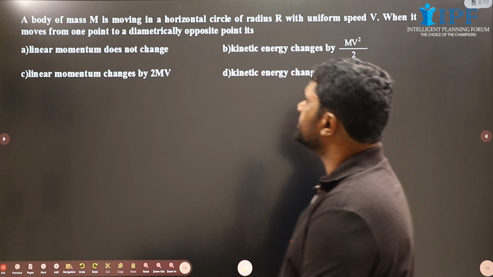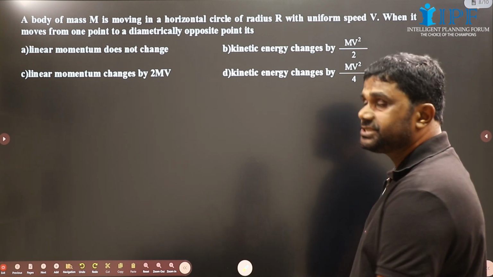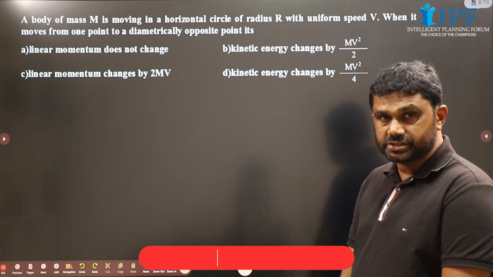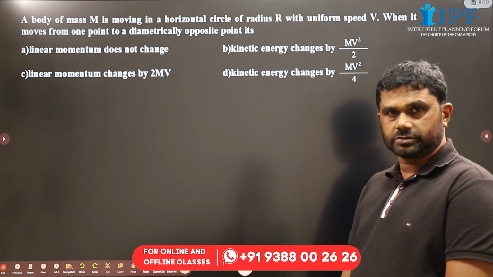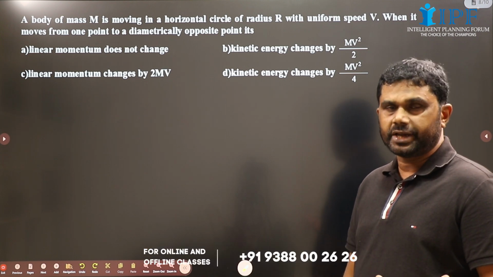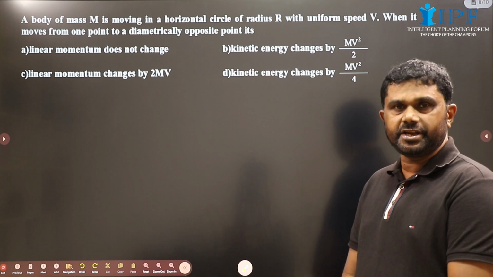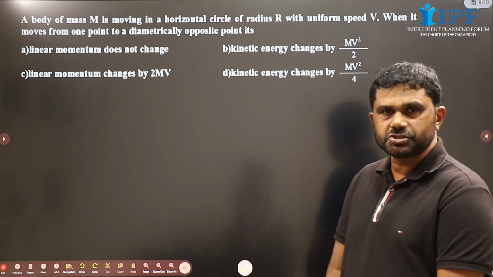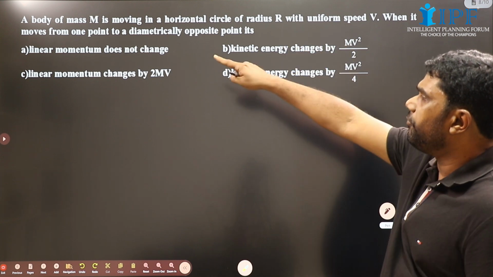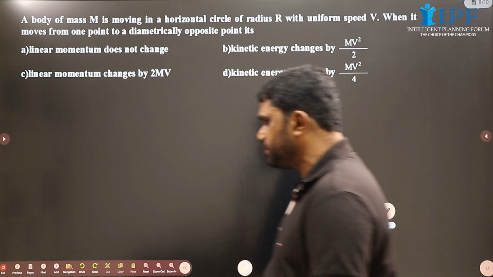A body of mass m is moving in a horizontal circle of radius r with uniform speed v. That means uniform circular motion. Velocity is varying continuously, but the magnitude of velocity, or the speed, is constant. Kinetic energy is constant. Being velocity a variable, linear momentum also will be variable. Acceleration is also variable. So what is the question? When it moves from one point to a diametrically opposite point.